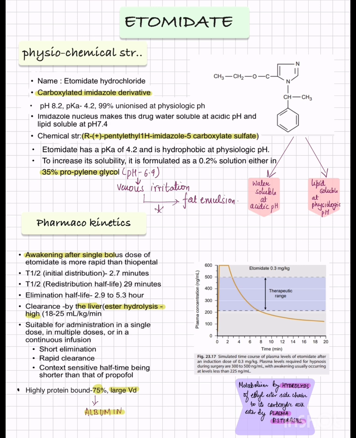Why so? Because it has a short elimination half-life, rapid clearance, and also a context sensitive half-life, that is, the time after stopping the infusion at which 50% of the concentration is left in the plasma, which is even shorter than propofol, so it can be used for infusions. Coming to protein binding, it is highly protein bound, 75%, and has a large volume of distribution.